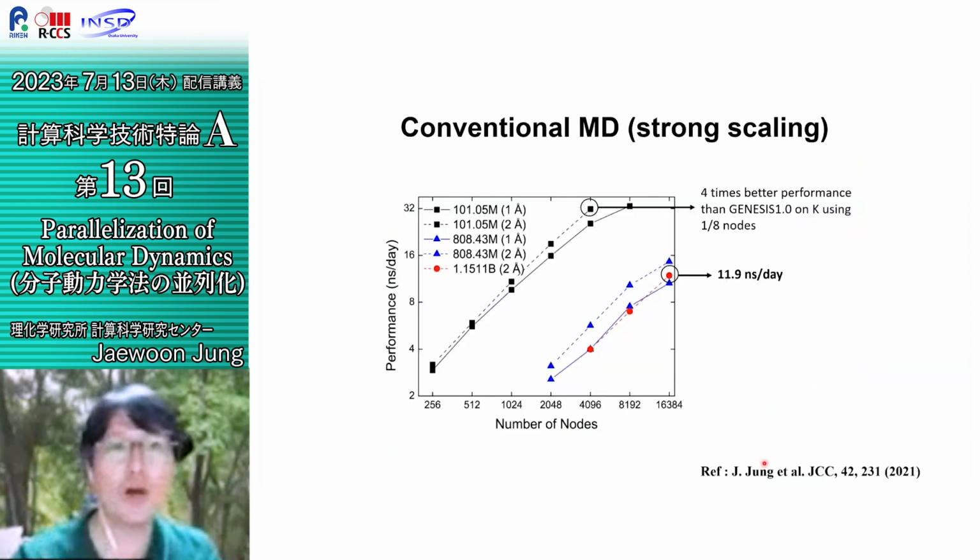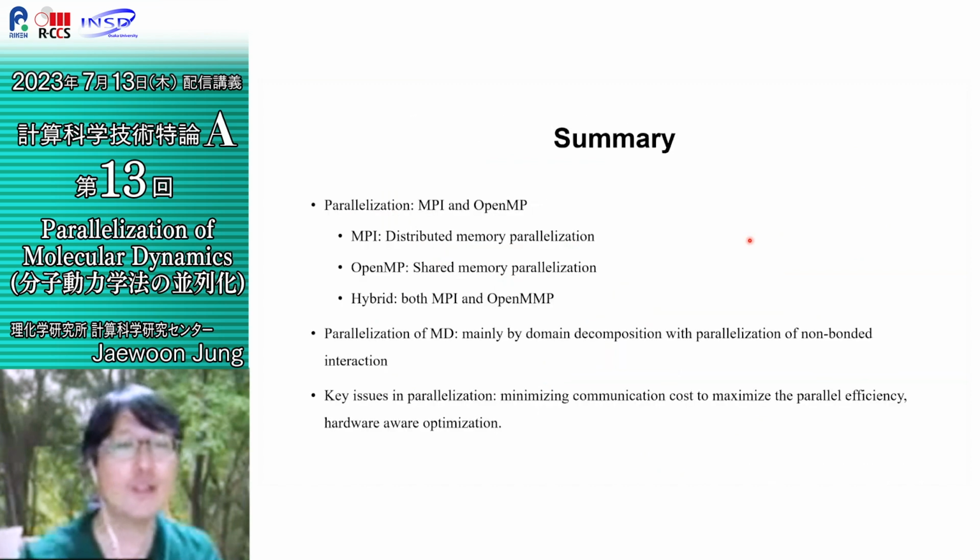And also for 100 million and 1 billion atom systems, by making use of several things, we could obtain much better performance than K. For example, for the 100 million atom system, we obtain 4 times better performance than GENESIS on K, although we are making use of only 1/8 the number of nodes. So this is a summary.